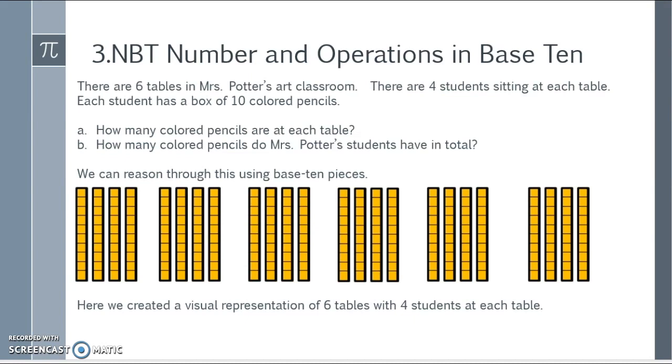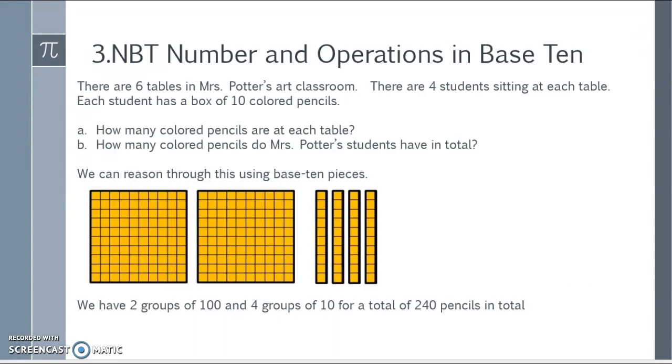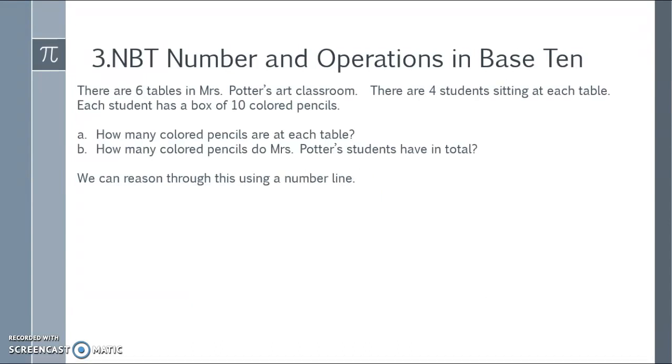But I have a lot of 10 sticks here, so we could rearrange them and group them into groups of 10, because I know that 10 groups of 10 gives me 1 group of 100. So it looks like I can count out 10 of them, and I'll end up with 2 groups of 100 with 4 sticks left over. So 2 groups of 100 and 4 groups of 10 for a total of 240 pencils altogether.